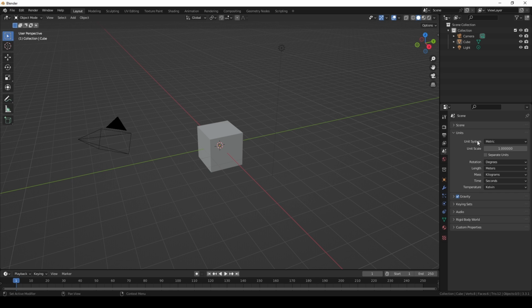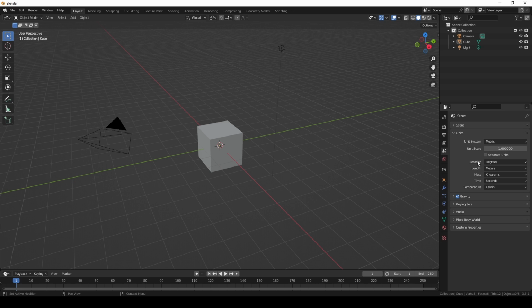Unit system is metric as a default. And if you're familiar with the imperial unit system, you can change it in here. But I'm just familiar with the metric system, so I'm just selecting metric. And the next one is unit scale. You don't have to change the unit scale.